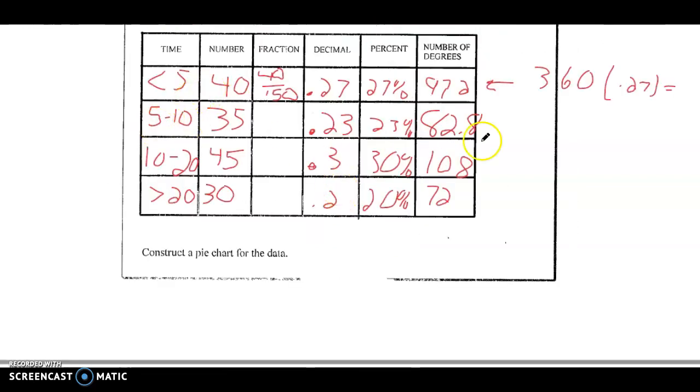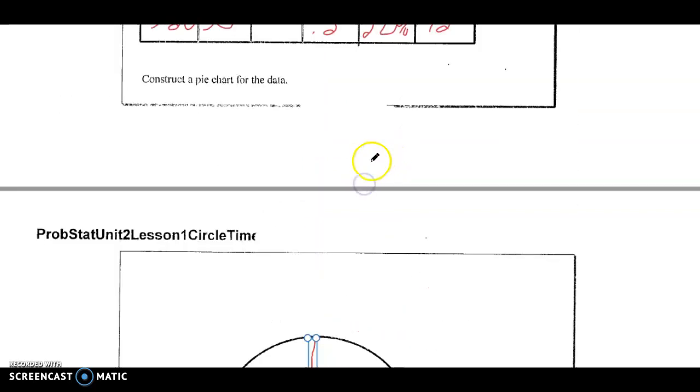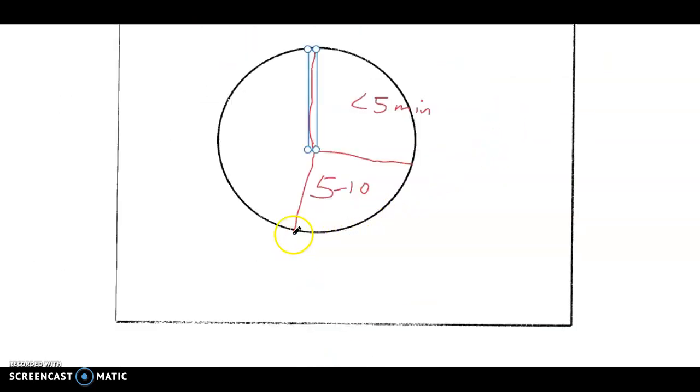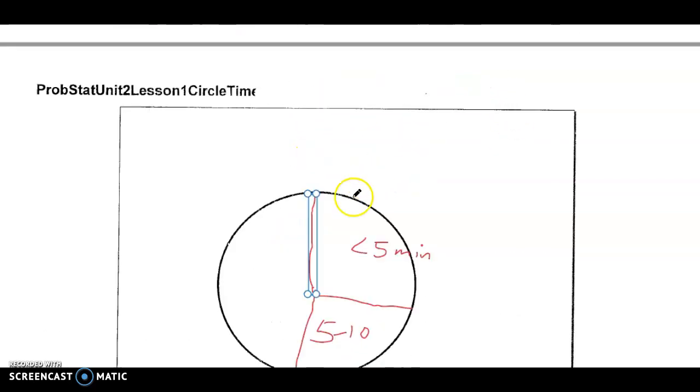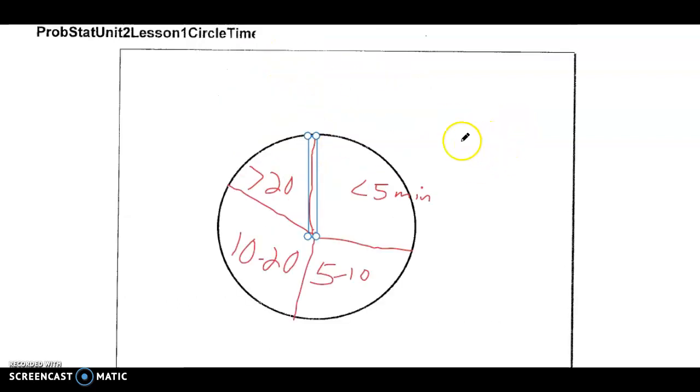All right. Then we have 5 to 10 minutes is about 82.8. So together, those are a little bit more than 180. So this is 5 to 10. And then 108 degrees, if you think about what's left, 72, 108, that's probably something like this, roughly. So this is 10 to 20, and this is greater than 20. This could probably be a little bit more over in here, just to make it a little bit better. But there's your circle graph.